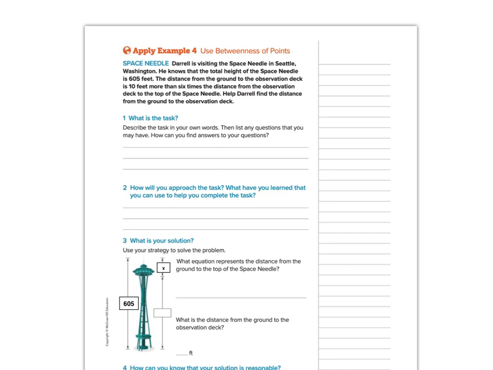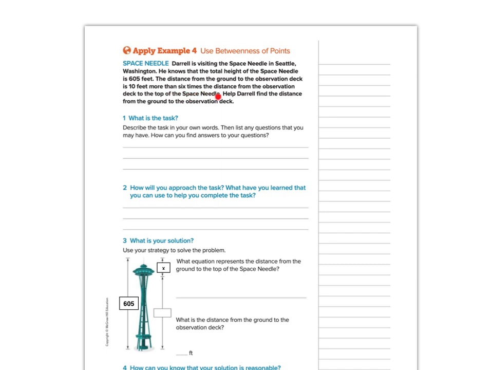So let's just talk about it. I may not do these in exact order, but Daryl is visiting the Space Needle in Seattle. He knows that the total height of the Space Needle is 605 feet. So in this diagram, I labeled 605 feet as the total height. The distance from the ground to the observation deck is 10 feet more than 6 times the distance from the observation deck to the top of the Space Needle.